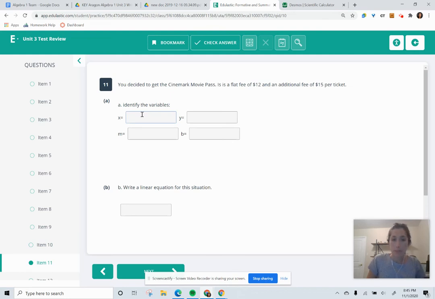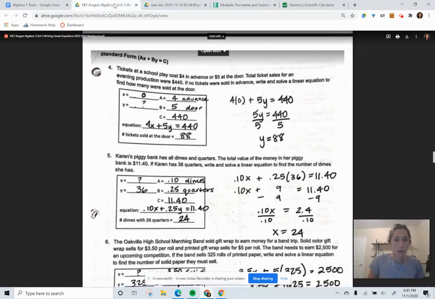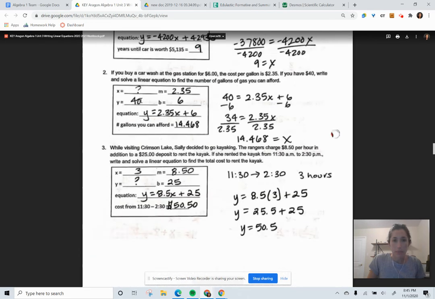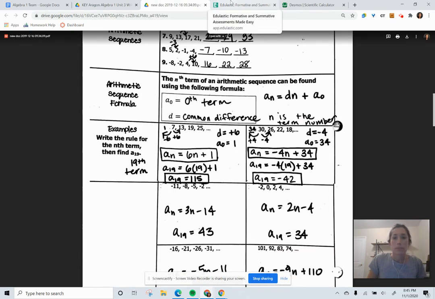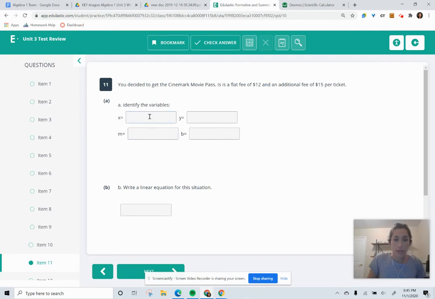Now we've got some slope-intercept problems that are word problems. So we have some problems that are similar in your packet that we tried on Desmos. If we want to kind of go back to those, this page here were some of those practice problems. Let's go back here. So now we're just identifying the different variables. So we go to Cinemark Movie Pass.